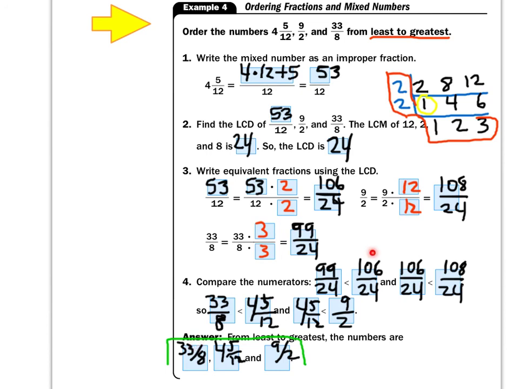And then the middle number is the 106 over 24. So I go back and look at my work. That was the 53 over 12, which was 4 and 5/12. So that's the middle number. And of course, the biggest number is the 108 over 24. And 108 over 24 is 9 over 2. So that's the largest number.